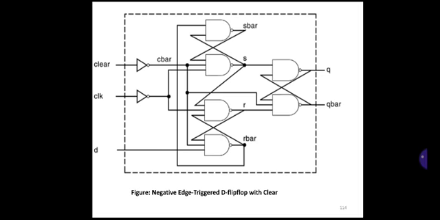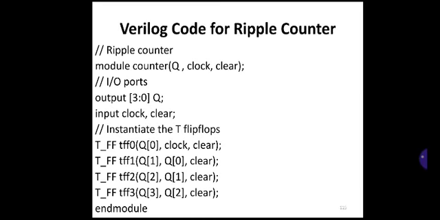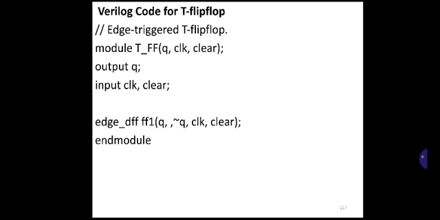So that is for this diagram T flip-flop, in which we have a D flip-flop and an inverter. For D flip-flop we have a clock input and we have D input and Q output and also a reset input. So module T flip-flop, the list Q, clock and clear. The output is a single output, that is Q, and inputs are clock and clear.